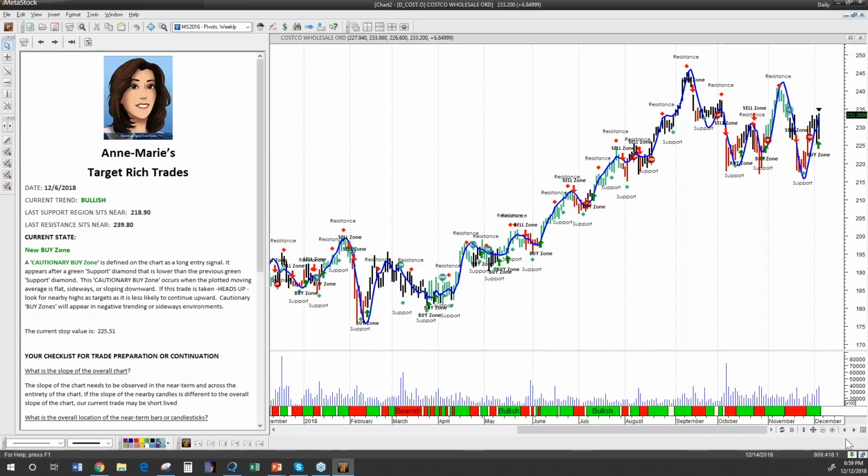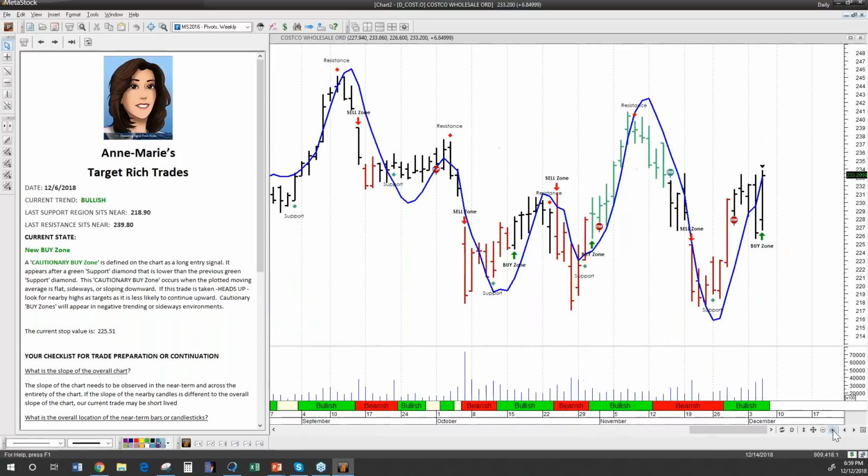Really what it's designed to do is help you find the trades at the right time. And with Ann-Marie's methodology, which I'm very, very happy to have in MetaStock. It's been a labor of love. I think Ann-Marie would agree with that.